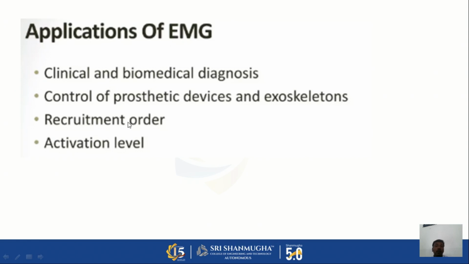These systems allow amputee patients to control artificial limbs using their muscle signals. Another application of EMG is studying the recruitment order of motor units, which helps researchers understand how muscles are activated during movement. Finally, EMG can measure the activation level of muscles, which is useful in physiotherapy, sports science and rehabilitation. Therefore, EMG plays an important role in both medical diagnosis and advanced assistive technologies.